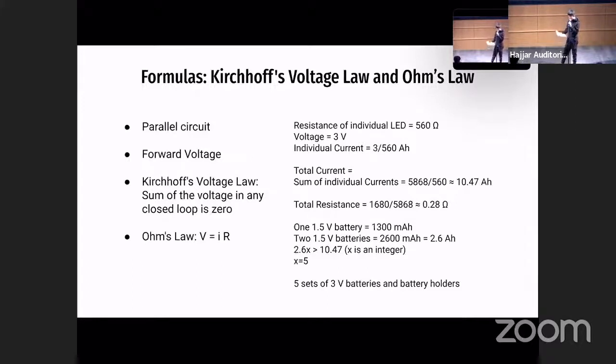The 1.5 volt battery that I was using is 1,300 milliampere hours, which is 2.6 ampere hours if we include the two batteries that I was using. So we get the equation 2.6x has to be larger than 10.47, where x is the smallest integer possible, and we get x equals 5. So 5 circuits I would need to make.